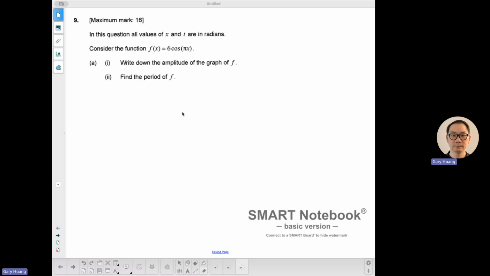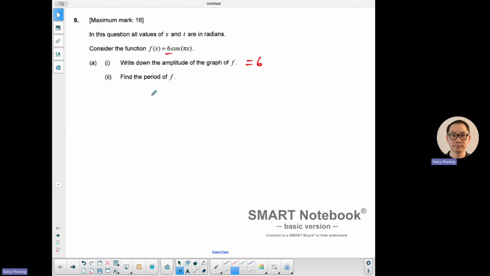First part, they're asking for f of x, and they give you the function 6 cosine pi x. You're asked to write down the amplitude of the function. Well, the amplitude is relatively easy. Amplitude is the a value or absolute value of the a value, but it's a positive number, so the amplitude is just equal to 6.